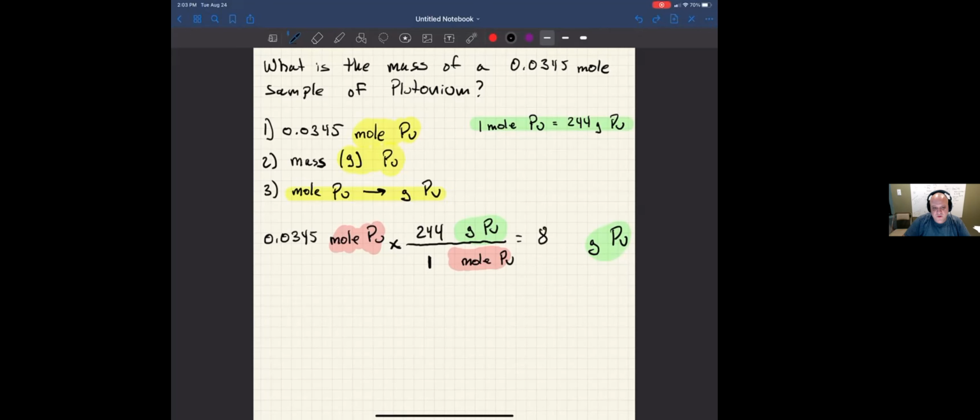So I get 244 grams of plutonium over 1 mole of plutonium. And when I put it all into my calculator and round to the correct number of significant figures, I get 8.42 grams of plutonium. And that's my final answer.